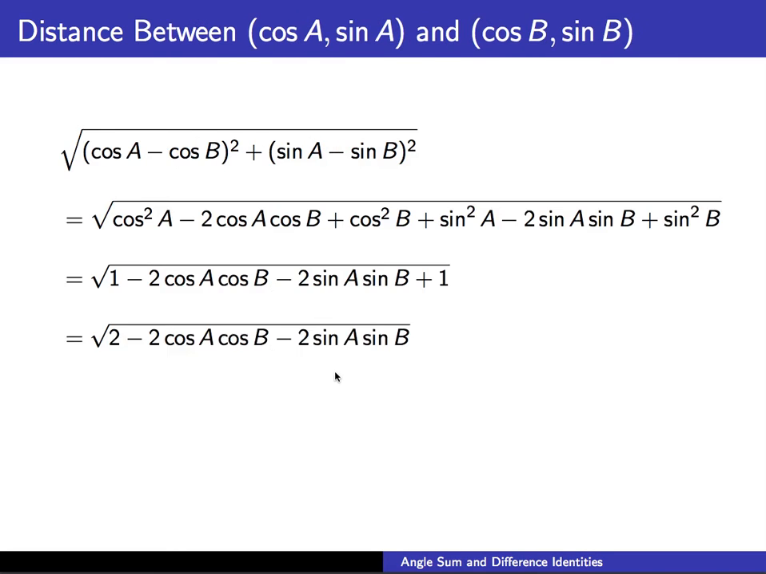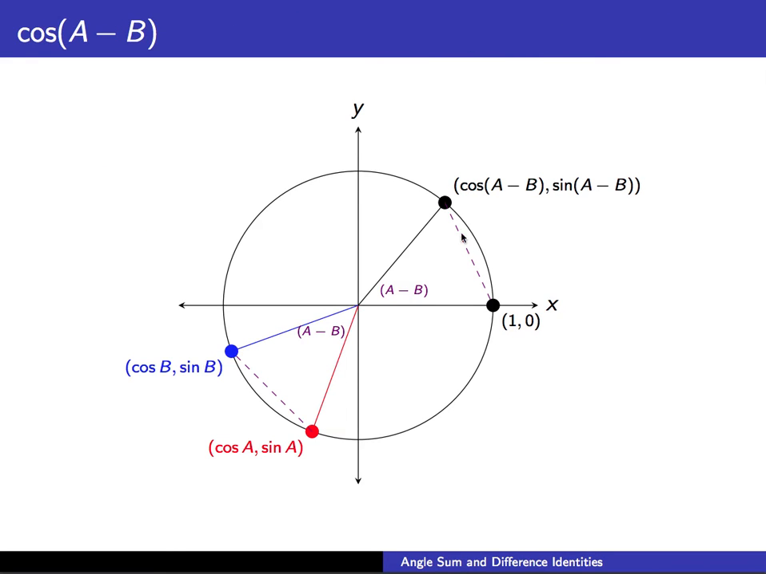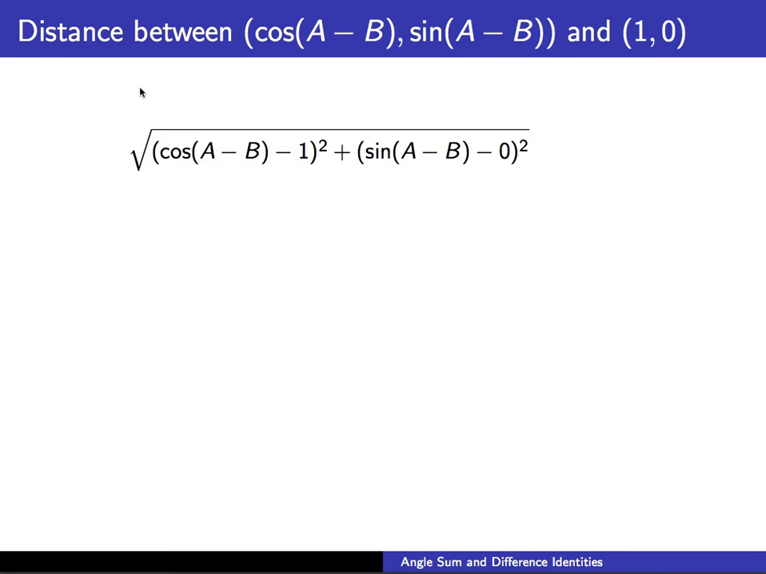Now for our other point, going back, this dashed length has an x and y coordinate of 1, 0 for one point, and an x and y coordinate of cosine of A minus B and sine of A minus B for the other point. We know that these 2 purple dashed segments have to be equal. So what we're going to do is find the distance between these 2 points, and then we'll set the 2 results equal to each other, and it'll give us our angle difference for cosine. So once again, we're finding the distance between the cosine of A minus B, sine of A minus B point in the first quadrant, and the 1, 0.